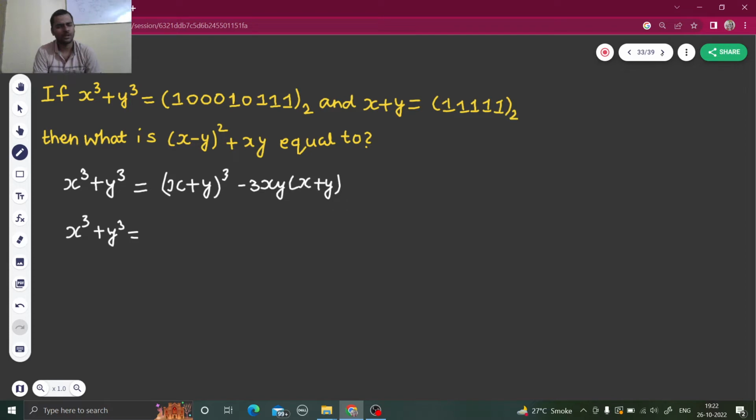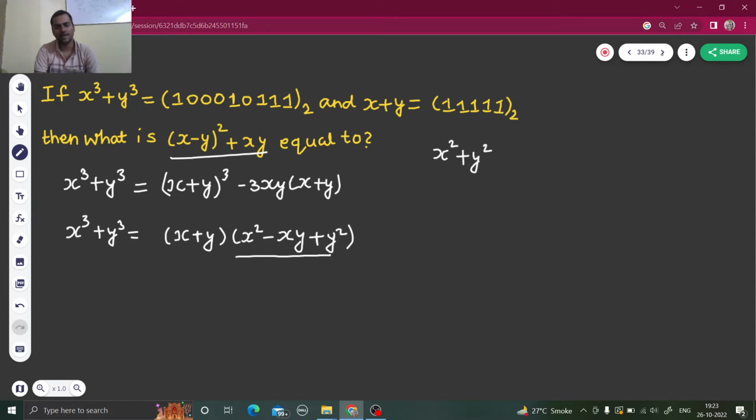So the other formula is x plus y into x² minus xy plus y². So in this question, you know the value of x³ plus y³, you know the value of x plus y, and this expression is equivalent to this only, if you see, because if I open this, which is given in the question, I will get x² plus y² minus 2xy plus xy. I am going to get the same expression. So we need to find the value of this.